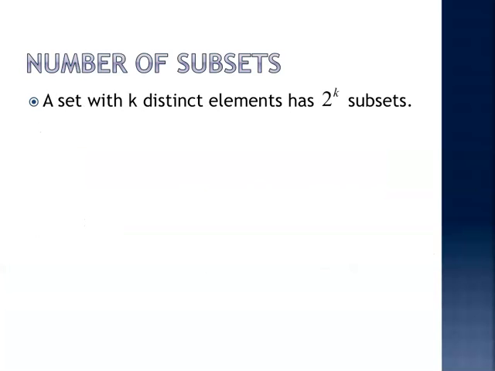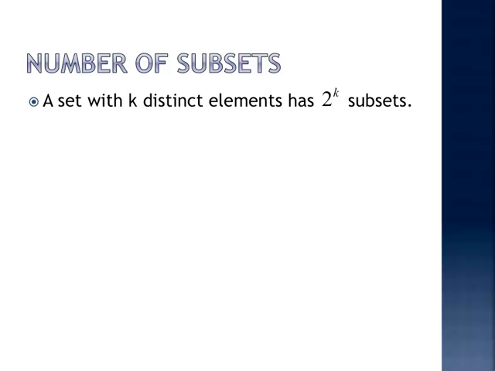So we came up with this. A set with k distinct elements has 2 to the k subsets. So if you look back at the examples that we just did, we saw that when there were 2 elements, we had 2 squared subsets, right? That's 4 subsets. When we had 3 elements, we had 2 to the 3rd number of subsets. That's 8 subsets. So we can see how that applied to our example there.